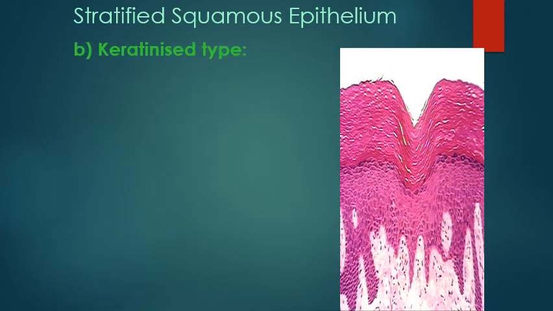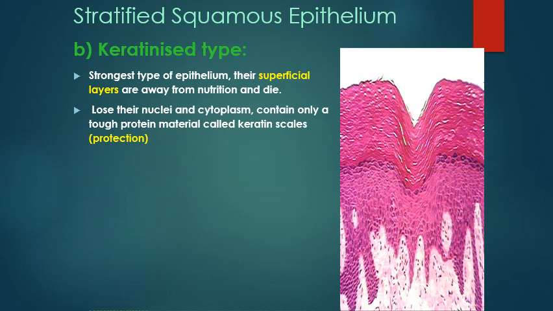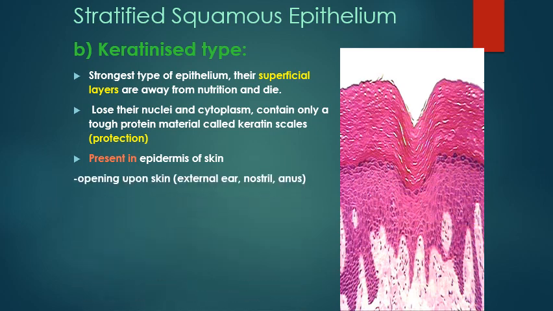Keratinized stratified squamous epithelium. Here the epithelial tissue is covered with a layer of keratin. It is the strongest type of epithelium. Their superficial layers are away from nutrition, so they die and form keratin. The cytoplasm and the nucleus only contain keratin, which is important for protection. It is present in the epidermis of the skin, in the dry areas of the skin, and in what opens upon it, such as the external ear.